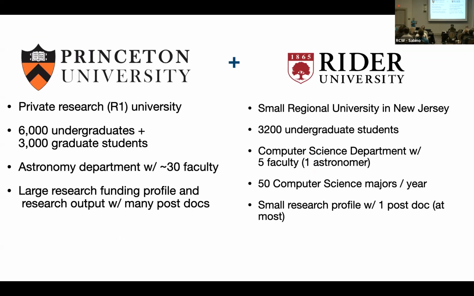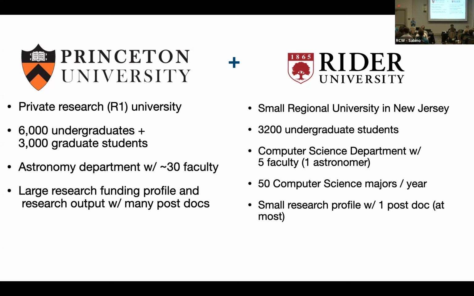And at the same time, Princeton University sponsored Rider University as its expansion partnership. So Princeton is a private research university. There's 6,000 undergraduates and 3,000 graduate students. It's a huge astronomy department with 30 faculty. They have large research funding and lots of postdocs.